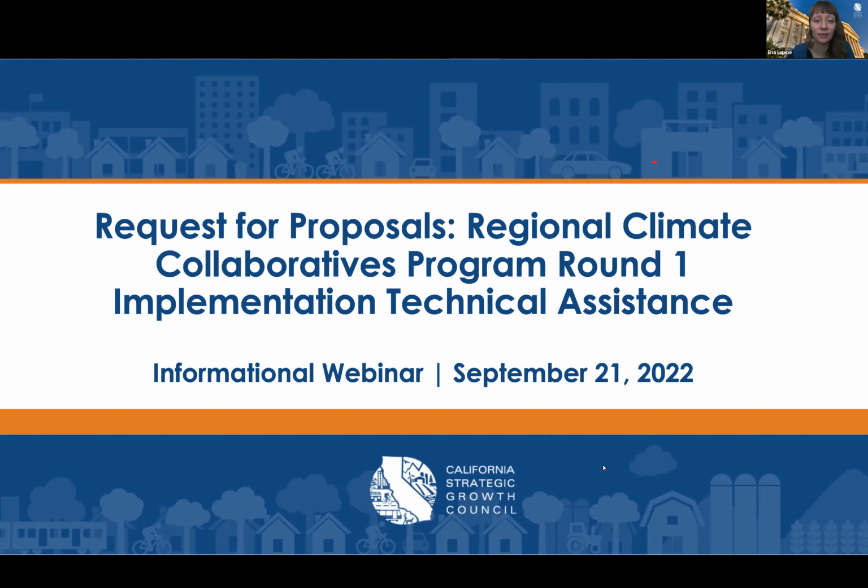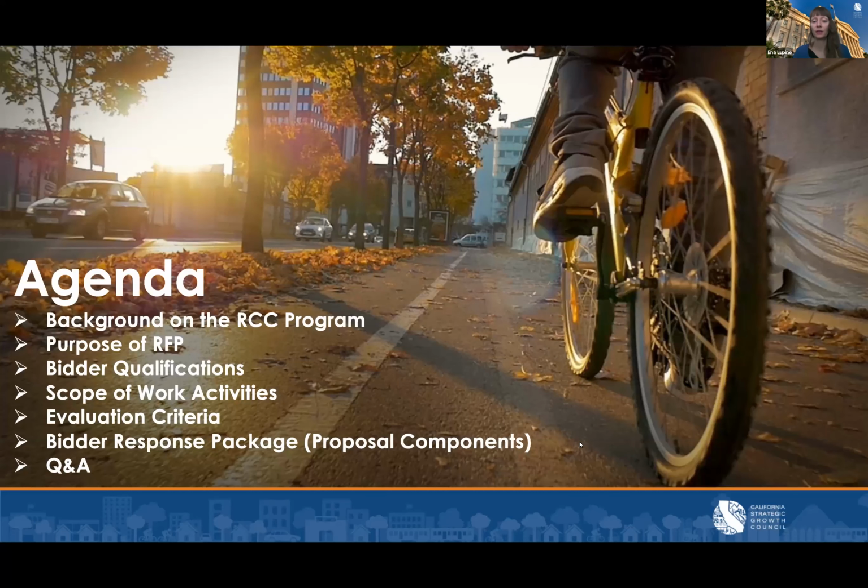Next slide, please. I think we'll go through the agenda. We'll start off with just a bit of background on the Regional Climate Collaboratives Program. We'll talk through the purpose of this request for proposals, bidder qualifications, and the scope of work. We'll also walk through the evaluation criteria, the bidder response package, which is all of the components that you all would put together in a proposal, and then we'll have plenty of time, hopefully, at the end for Q&A.